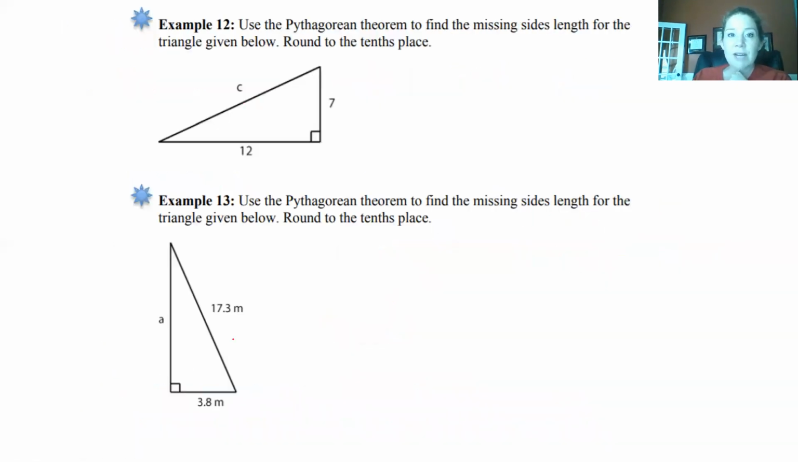All right, it says use the Pythagorean theorem to find the missing side length for the triangle given. Now, remember what I said, the hypotenuse must be considered letter C, and in this situation it is. It doesn't matter which are A and B, it's just the two shorter sides. So we can use 12 for A and 7 for B.